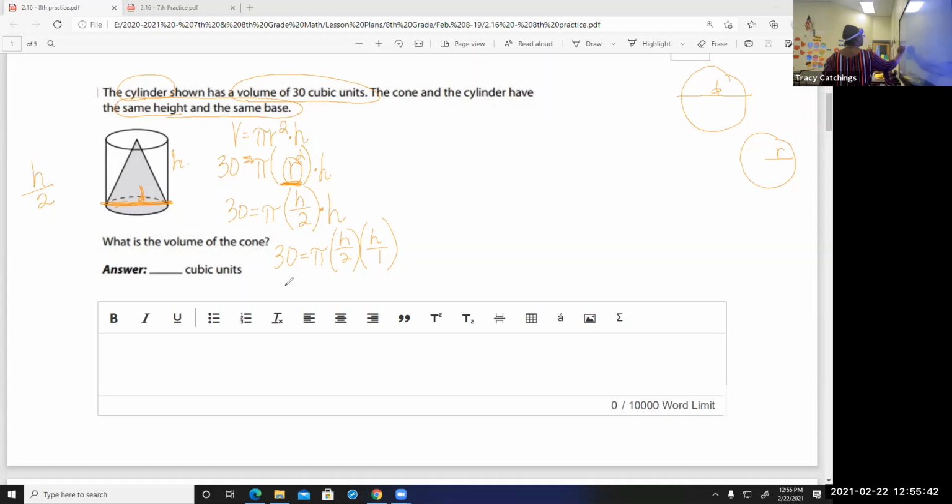What's h times h? How many h's do we now have? H squared. So now we have h squared divided by 2 times pi. All right, we still got to get h by itself. So now what step can we take?